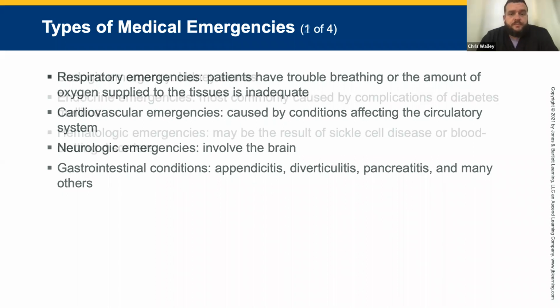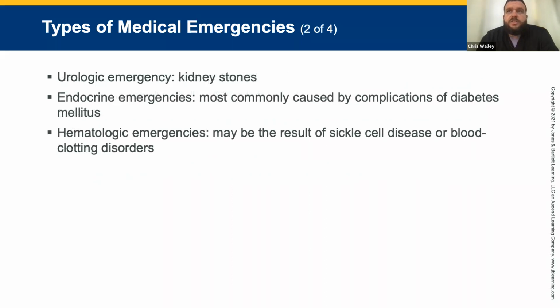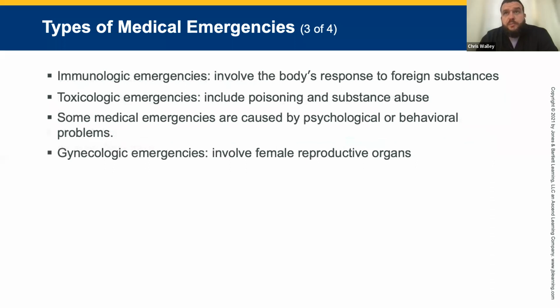Bless them all. So urologic is anything that has to do with kidney stones, UTIs, anything like that. The most common endocrine emergencies are complaints of diabetes. Hematologic emergencies may result from sickle cell, which we talked about, and blood clotting disorders. Immunologic refers to the body's response to foreign substances. Toxicologic emergencies are about poisoning and substance abuse.